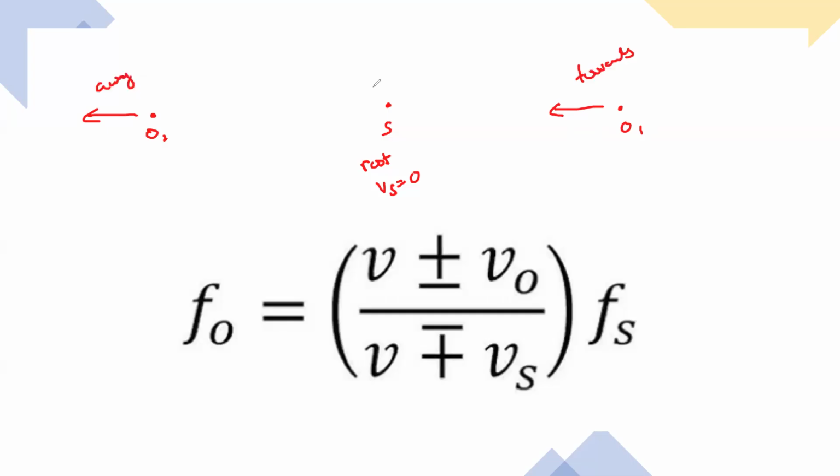Now the source frequency is Fs, and the observed frequency is F naught here and F naught. What will happen to observer 1's frequency? Will it be higher or lower if it is moving towards the source? It is moving towards, so when the observer and source are moving towards each other, the frequency will be higher.